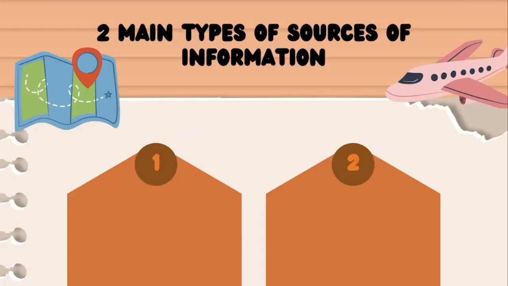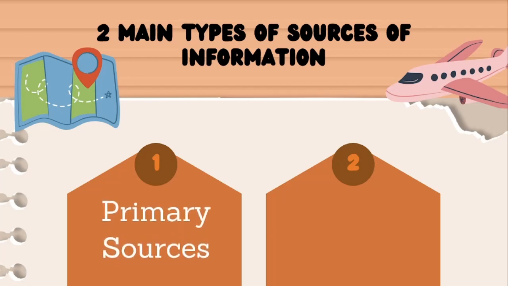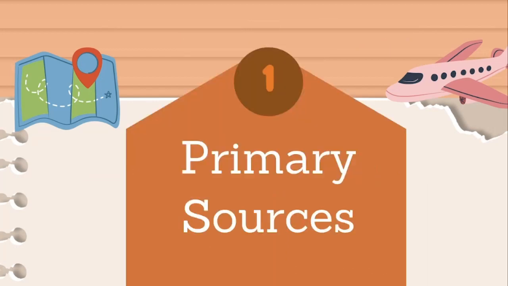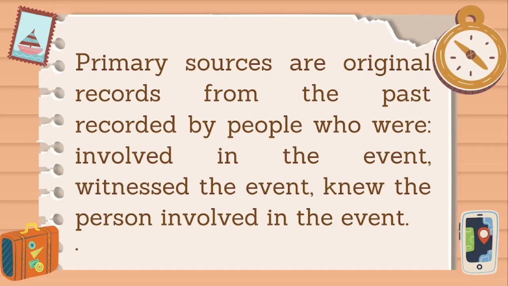We have two main types of sources of information. First, we have primary sources. And second, we have secondary sources. Now, what comes into your mind when you hear or see the word primary sources? Okay, so primary sources are original records from the past recorded by people who were involved in the event, witnessed the event, knew the person involved in the event.